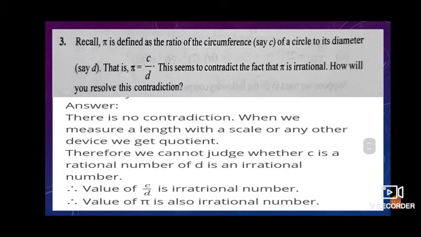So how can we say this? There is no contradiction at all, children. Whenever we are measuring a length with a scale or any other device, we will get a quotient. Therefore we cannot judge that the circumference is always a rational number. We cannot judge it as a rational number. So if c is not a rational number, automatically c by d is not a rational number. So the value of pi is also an irrational number.